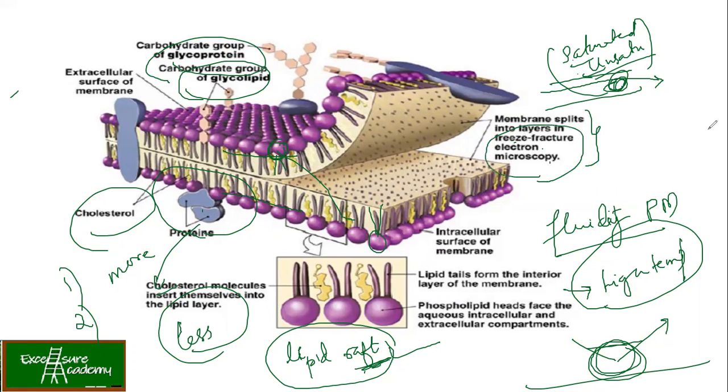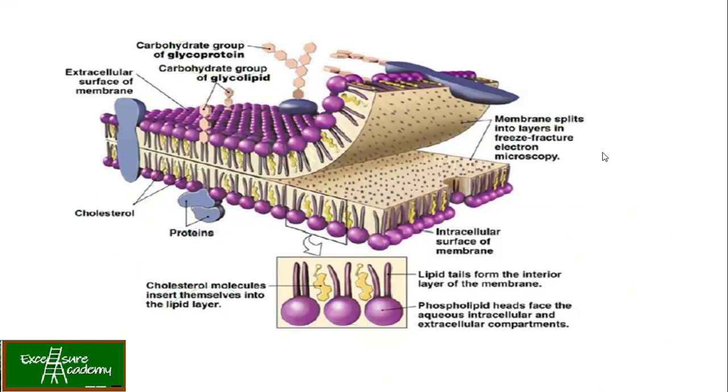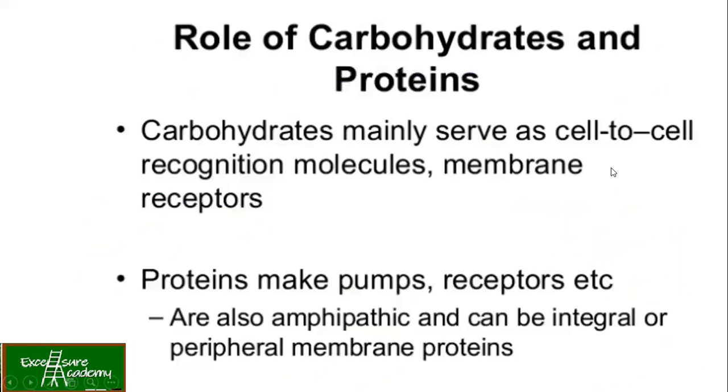So I'll be taking this in a separate lecture. So just remember what this freeze fracture electron microscopy is. So we'll be discussing this. Now let's talk about the role of the carbohydrates and proteins. So they are mainly to help in cell-to-cell recognition. जो हम interactions की बात कर रहे थे. ठीक है? I'll just try to give one small example of how carbohydrates and these integral proteins are helping.